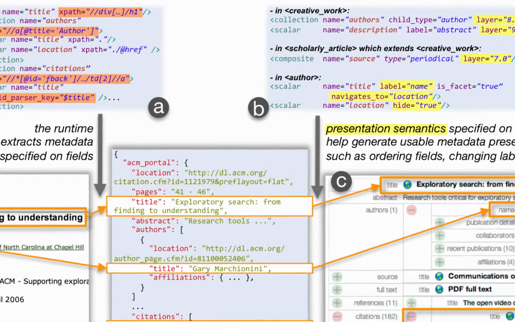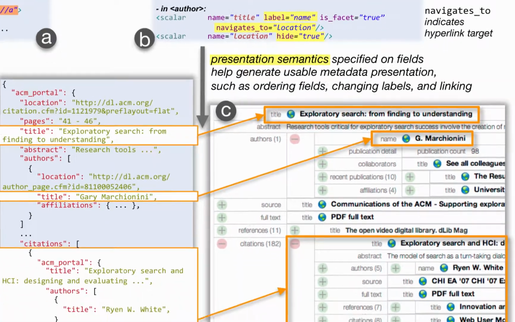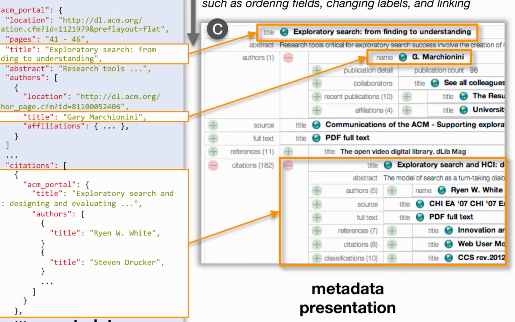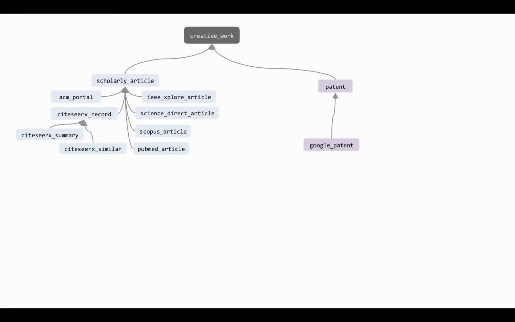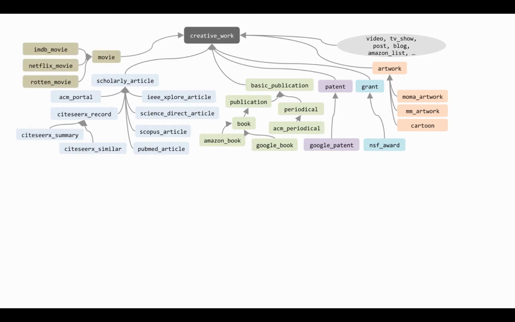The interface dynamically generates visual elements to present extracted metadata in context, and uses presentation semantics to tailor the visual appearance, such as arranging fields and applying CSS styles to the extracted metadata's type. Type inheritance enables reusing and extending data models and presentation semantics, forming a type hierarchy.